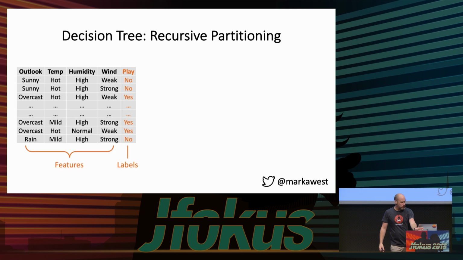Now, what happens if your decision tree can't, or your data can't be split on one feature? Then you have to recursively partition. And this is a kind of 101 data set from machine learning: shall I play golf or not, based on these features, the outlook, the temperature, the humidity, and the wind.